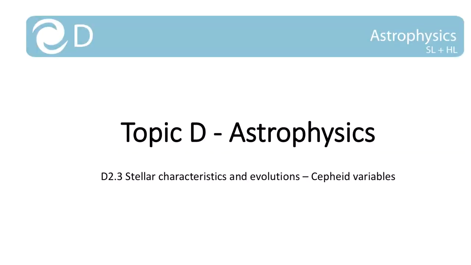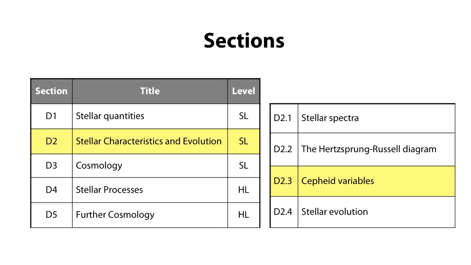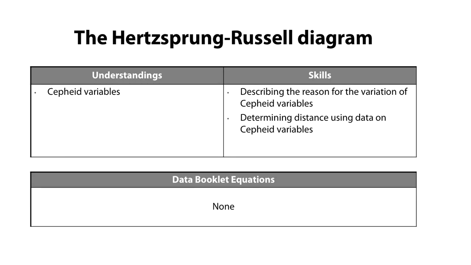So, in this vodcast, we're going to look at a particularly useful type of star called Cepheid, or I prefer Cepheid variables. Okay, so this is part 3 of stellar characteristics and evolution. And the IB tells us we have to understand Cepheid variables, we have to describe the reason for the variation of Cepheid variables, and we have to determine distance using data on Cepheid variables.